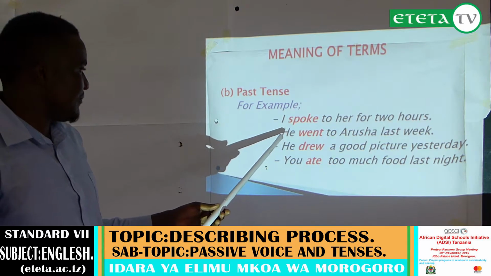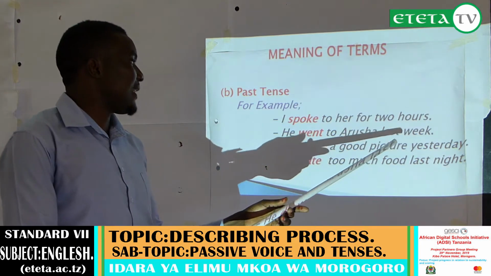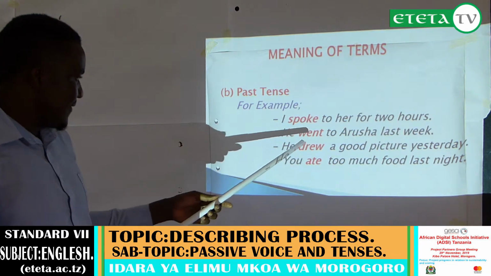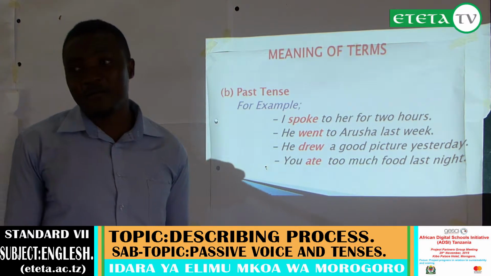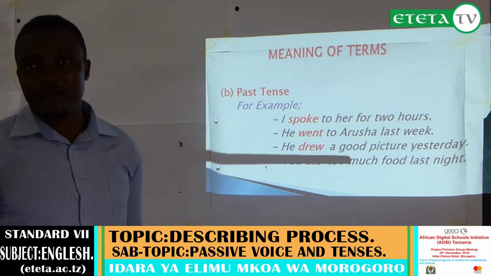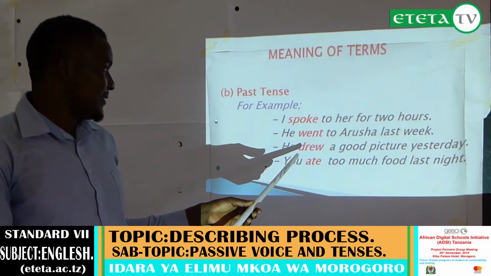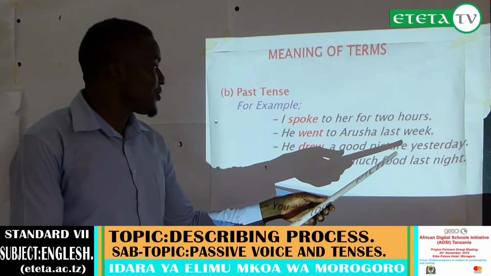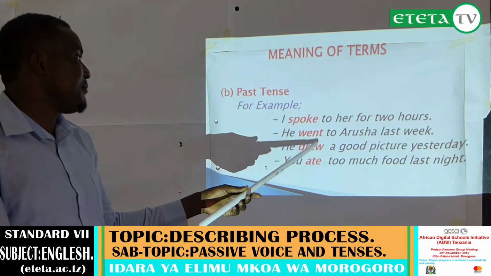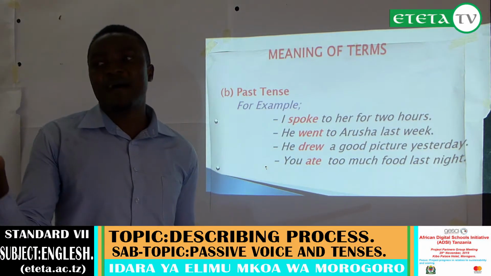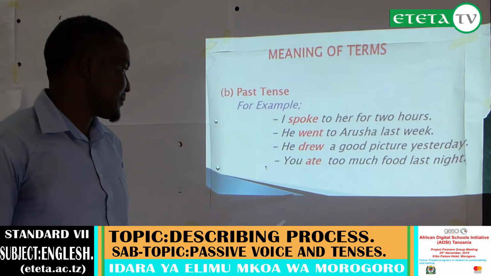Let us see another example. He went to Arusha last week. We have the verb went. The verb went is the past form of the verb go. Then we have the third example: He drew a good picture yesterday. We have the verb drew. It is in the past form, the past form of the verb draw.